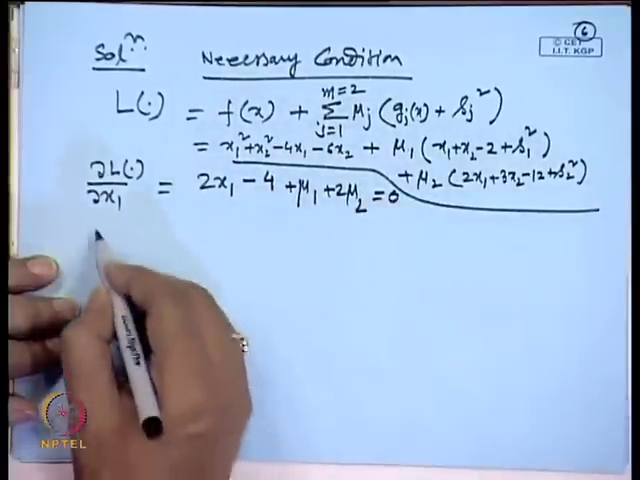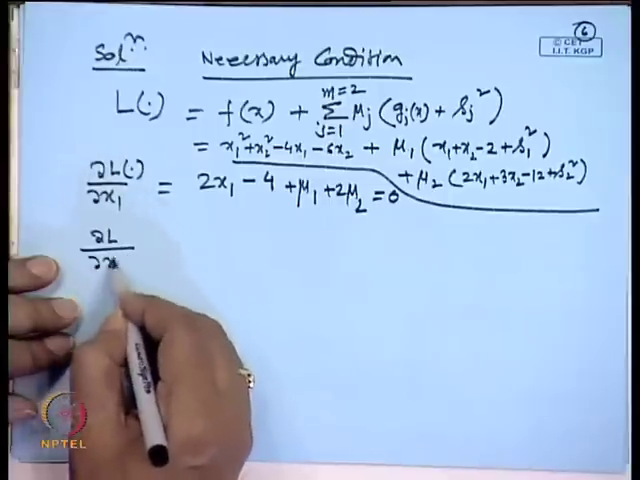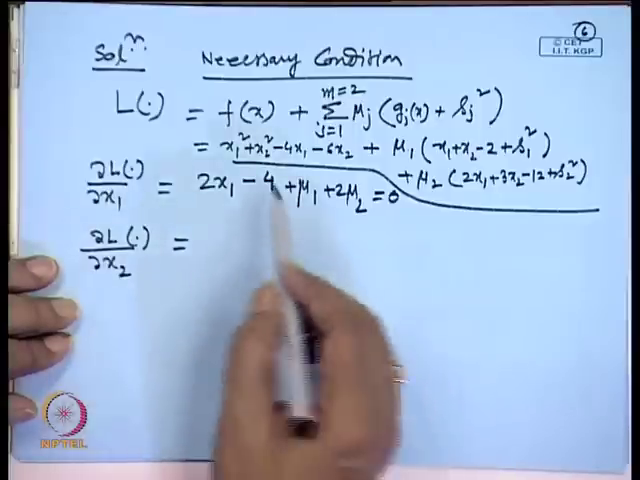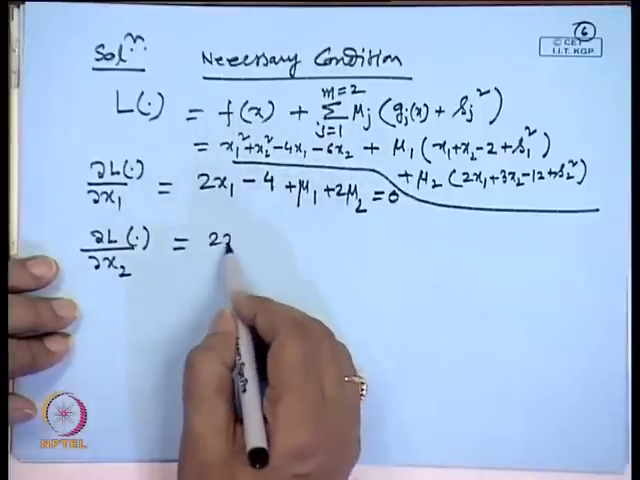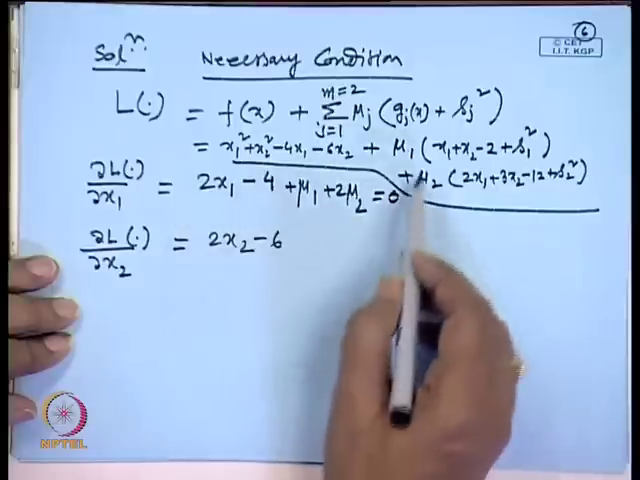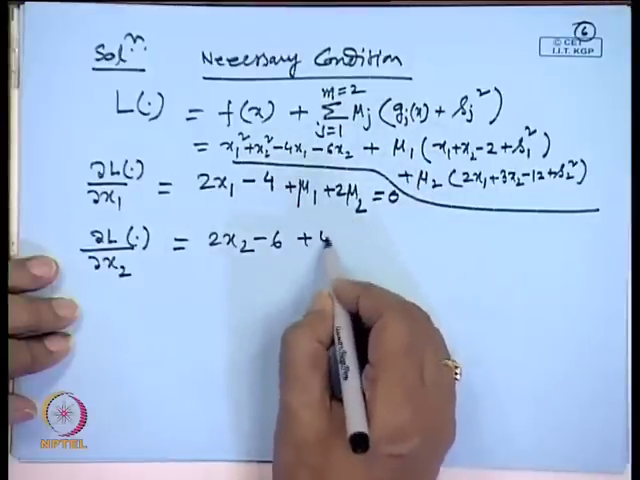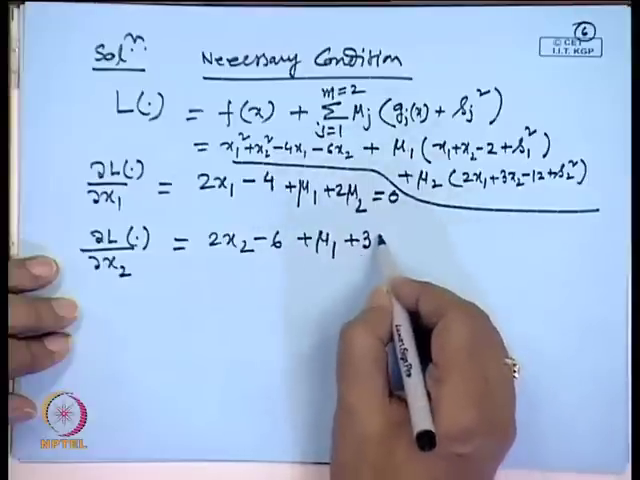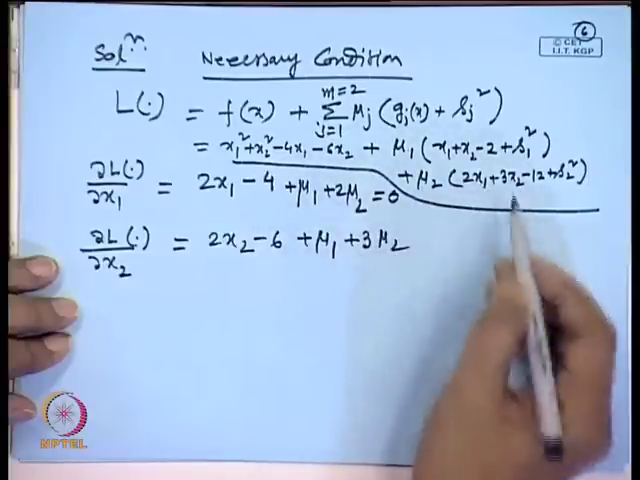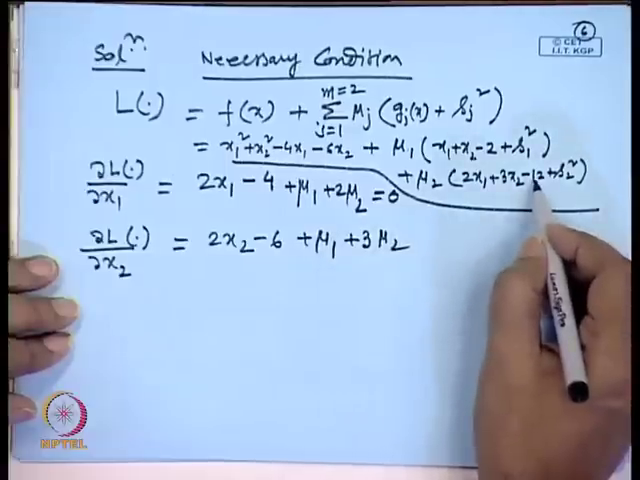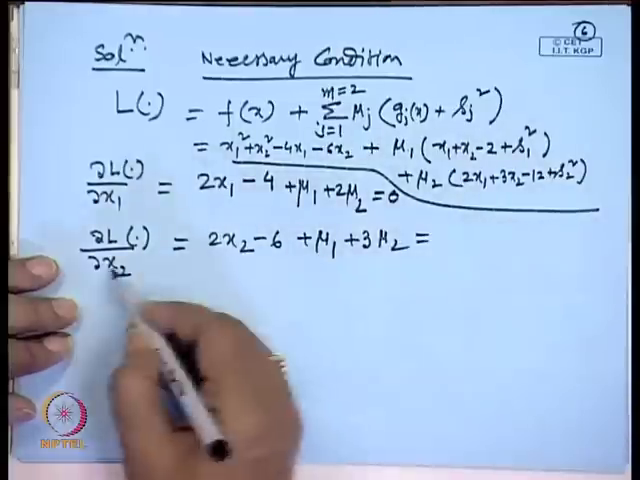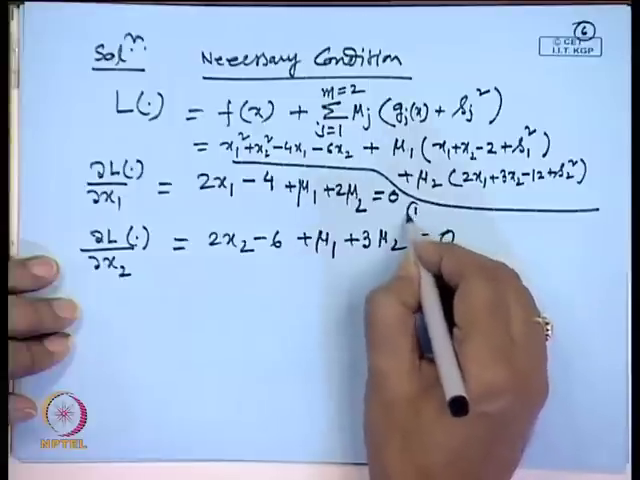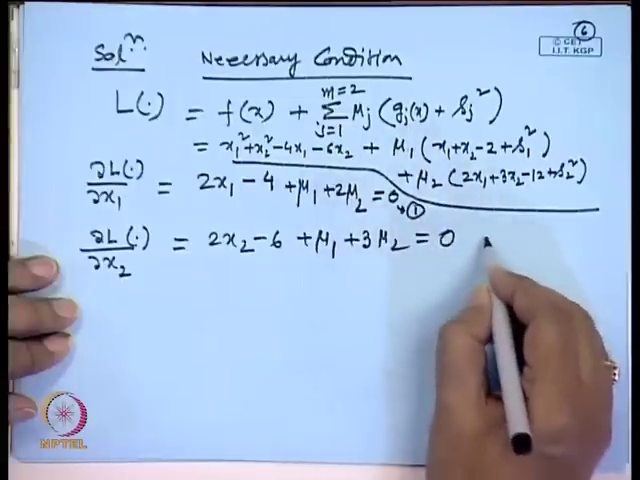Okay? This is one equation. Again, you have to differentiate with respect to x2. If you differentiate with x2, this is 2x2 minus 6, then plus mu1, then plus 3 mu2, because I am differentiating with respect to x2, agree? Then this is 0 with respect to x2. So these are zeros, then this is the one equation. Let us call this equation number 1, and this is equation number 2.